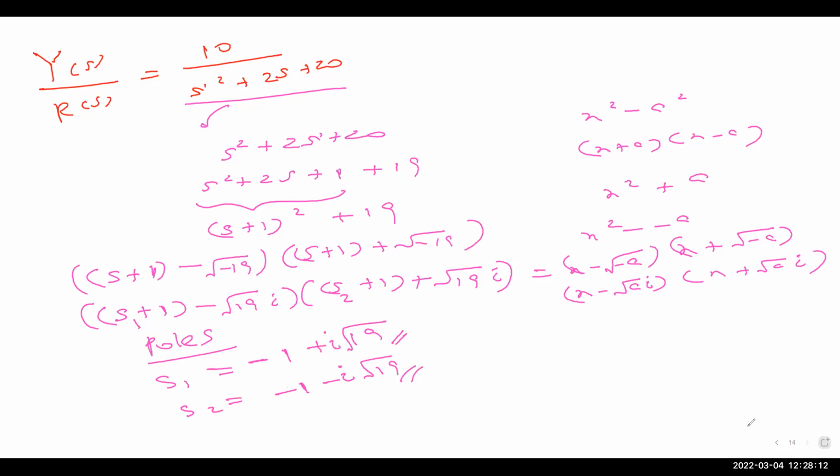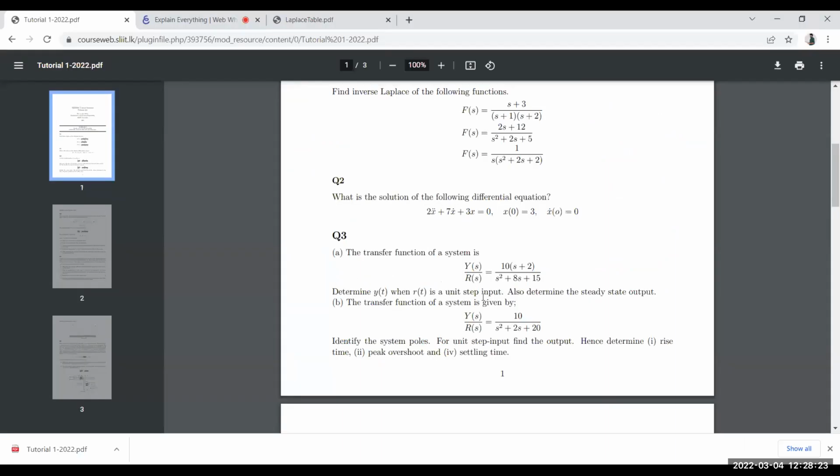Now they have said that they are giving a unit input here, a unit step input. Find the output, right? So we just multiply the entire right side by 1 over s, so the input equals 1 over s. So if you multiply this.